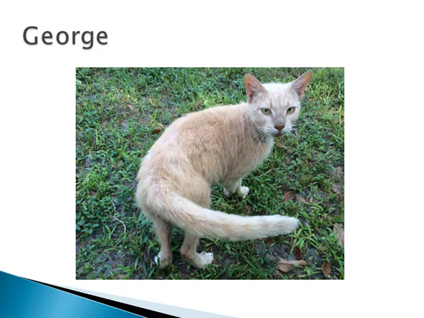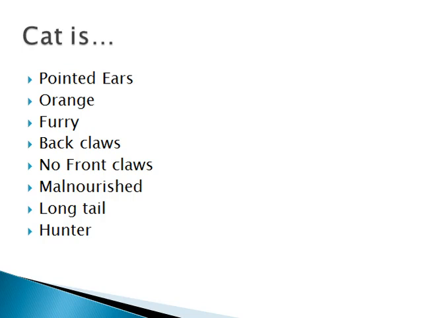You meet George the cat, and remember that you're a stranger in a strange land. So you've never seen a cat. You don't know what a cat is. You don't have any assumptions or pre-understandings about cat. And if this is your first participant within a transcendental phenomenological research study, your first set of data would be perhaps: cat has pointed ears, cat is orange, cat is furry, cat has back claws, cat has no front claws, cat is malnourished, cat has a long tail, and cat is a hunter. Okay, so you saw George going after bugs and mice, which he does. So this is the essence so far that we have of cat.